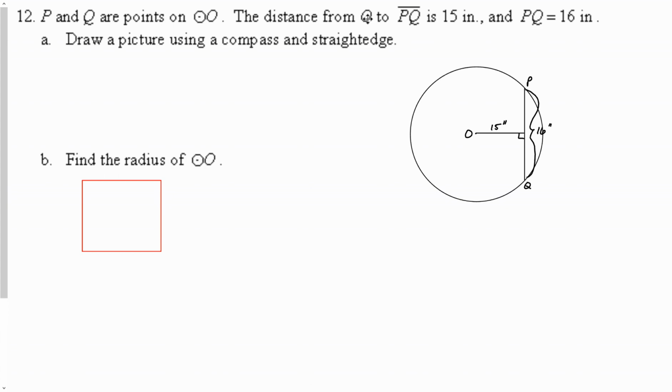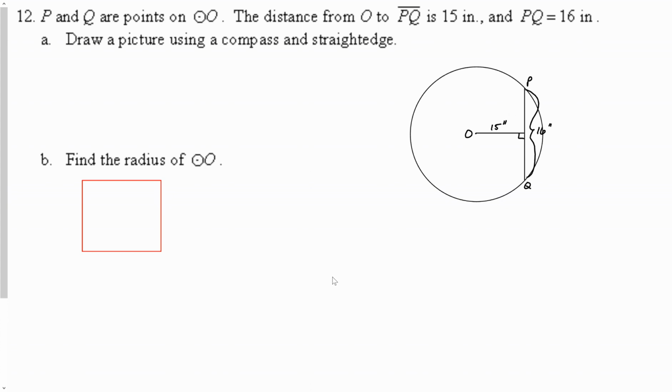The distance from the center, O, to chord PQ is 15 inches. So that means I have to label that part of that diameter from the center to the chord as 15 inches. I also need to make sure I have my right angle labeled, because that's, again, the only way we measure distance from a center or a point to a chord, line, or ray. And then it also tells me the length of that chord PQ is 16, so I have that labeled as well.